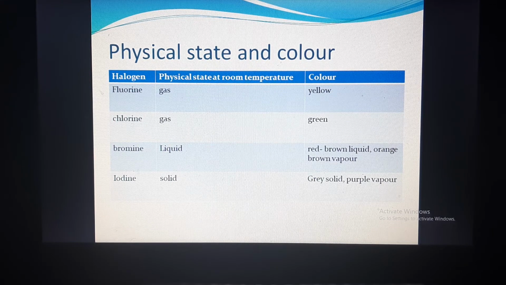Next, chlorine. Chlorine also exists as Cl2. It is also in the form of gas. What is the color of this gas? It is a green gas.